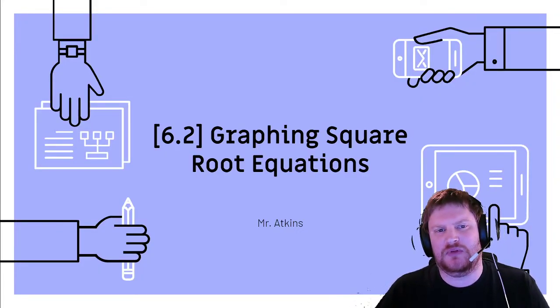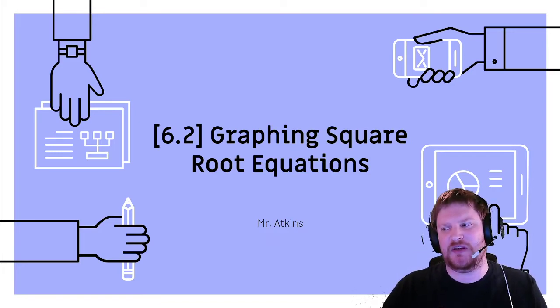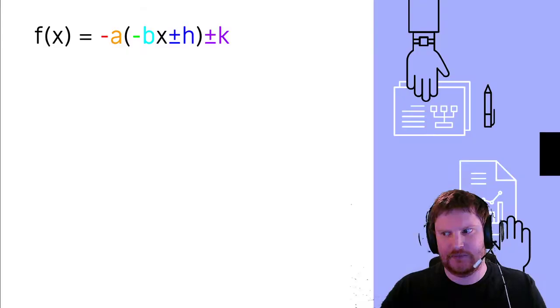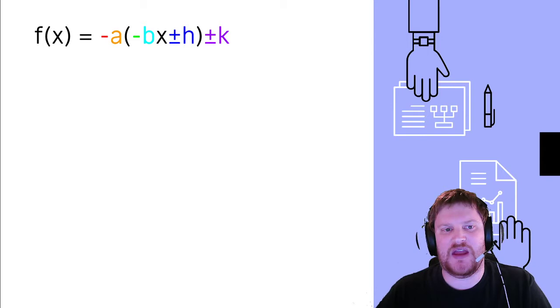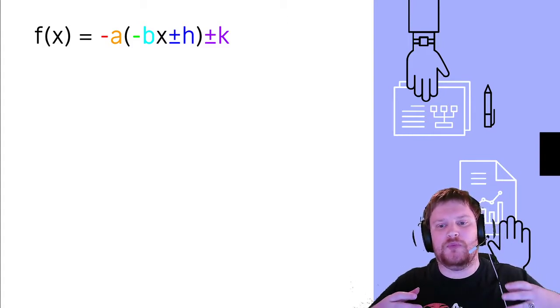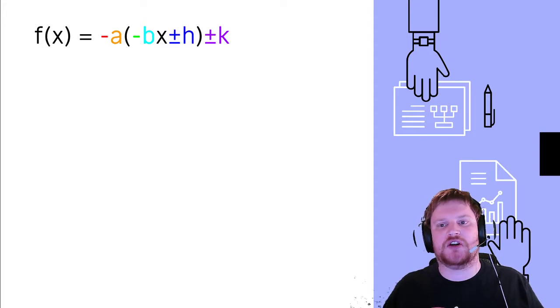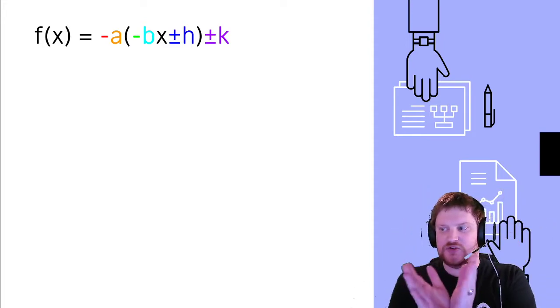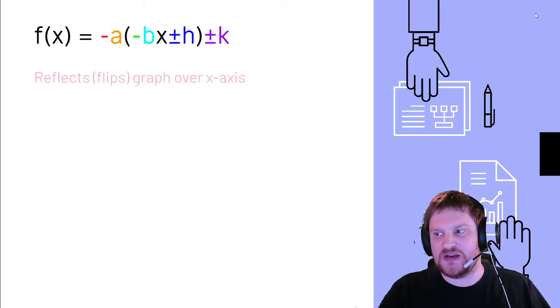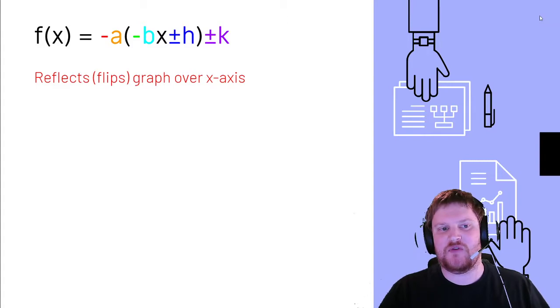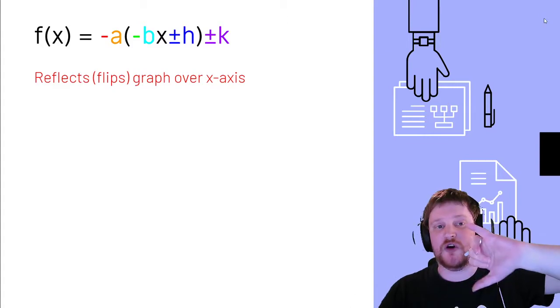Now, let's take a look at this next slide, because I think you might find it a little familiar. You guys remember this? f(x) = -a(-bx ± h) ± k. Well, back in 1.3, we talked about all the different ways you could move a function, up, down, left, right, you name it. And what we said was that a negative on the outside reflects or flips the graph over the x-axis, a vertical reflection.